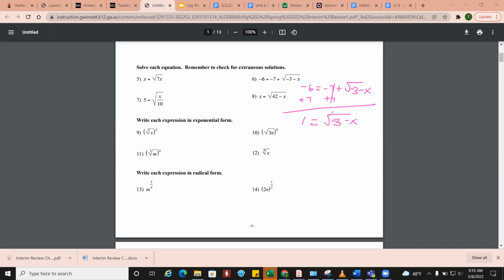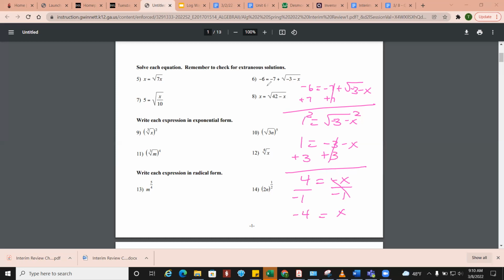Now I want to get rid of that radical. So the only way to get rid of it is to square both sides. So 1 squared is 1. The square root of something squared is whatever's on the inside. I still want x by itself, so I'm going to add 3 to the other side. So 1 plus 3 is 4. And I still want x by itself, so I'm going to divide by -1. And so x is going to equal -4.